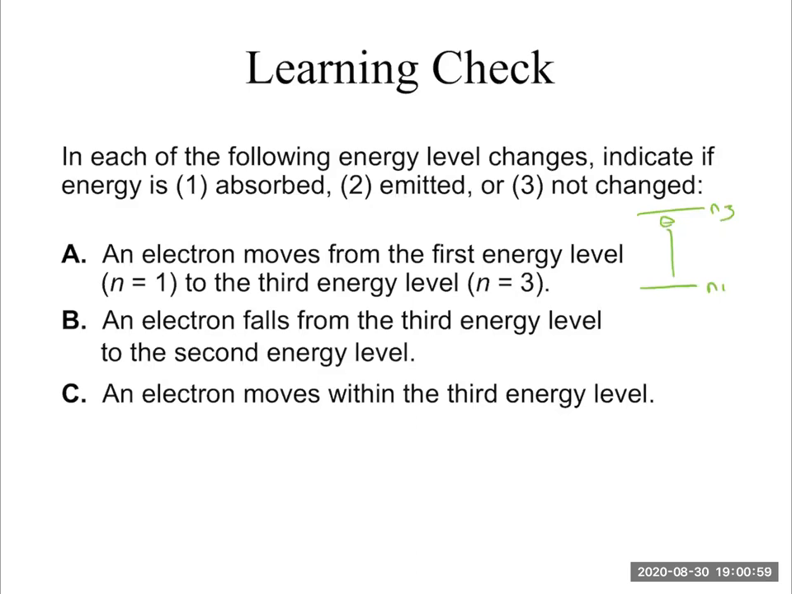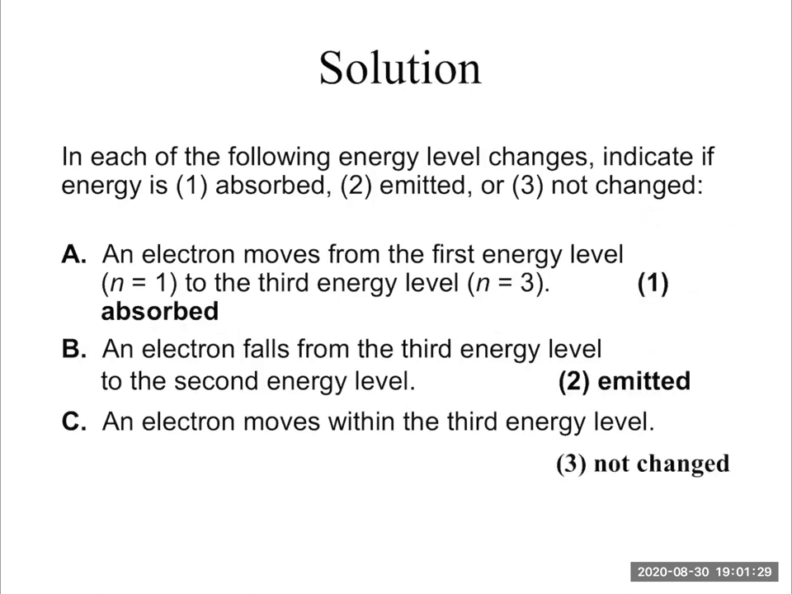An electron falls from the third level to the second, so it's going from N3 to N2. Energy is going to be released because it's going from something that has more energy to something that has less energy. An electron moves within the third energy level. So basically this is N3, and the electron is just moving here. There is no energy absorption or energy release. Those are the answers.